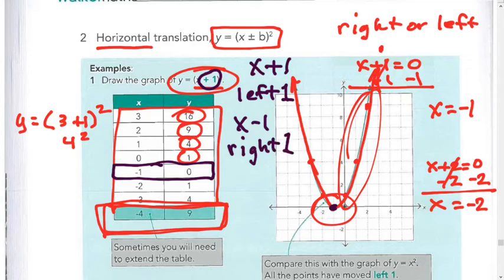And you're just going to have to memorize that fact, that horizontal translations go in the opposite way of the sign that they have. So if it's a plus 1, it's going to go left 1. If it's a minus 1, it's going to go right 1. Okay, so let's look at another one.